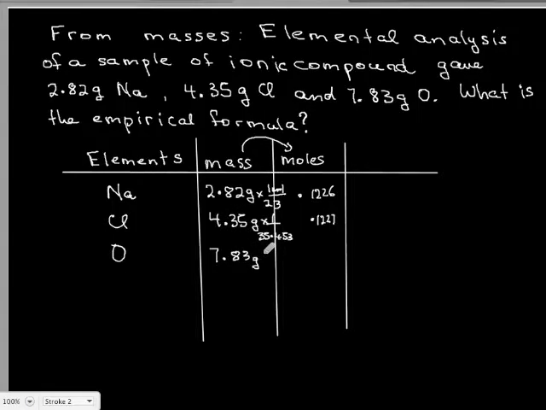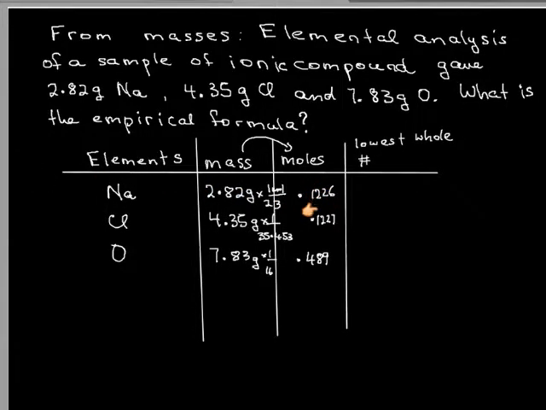And for oxygen, you want to multiply by 1 over 16. And 7.83 divided by 16 will give you 0.489. So you have 0.1226 moles of sodium, 0.1227 moles of chlorine, and 0.489 moles of oxygen. To get the empirical formula, we want it to be in the lowest whole number ratio. So to get to the lowest whole number, you look at the list of the number of moles, pick the smallest number, and divide each one by the smallest number.